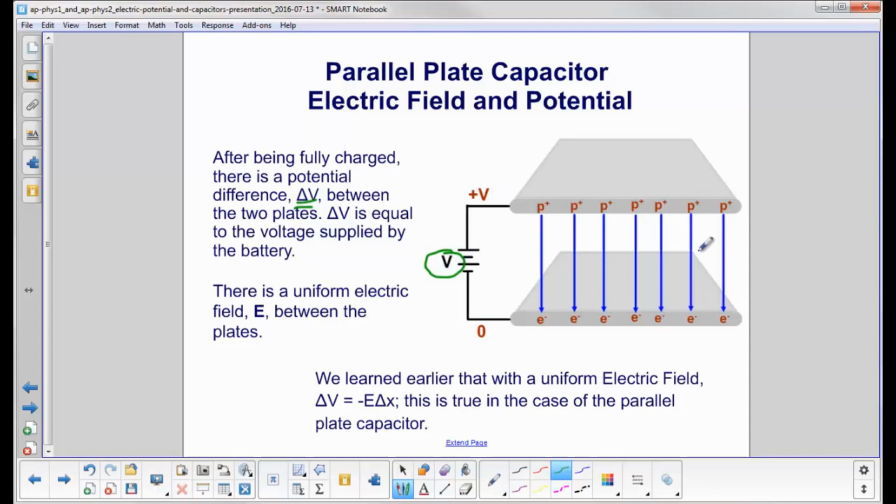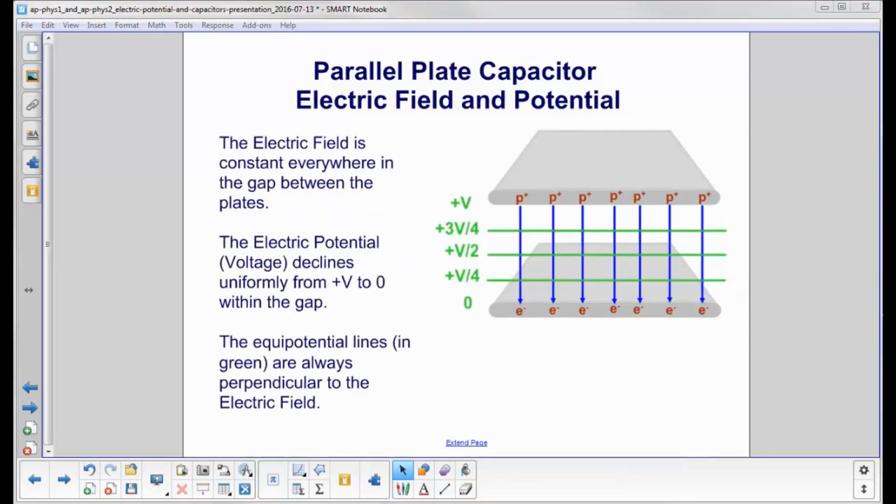There's a uniform electric field between the plates, and we learned earlier that with a uniform electric field, delta V equals minus E delta X, where delta X is your change in distance in this direction. This obviously will be true in the case of the parallel plate capacitor because we have a uniform electric field. The electric field is constant everywhere in the gap between the plates. We've learned that already. The electric potential, the voltage, declines uniformly from plus V to 0 within the gap.